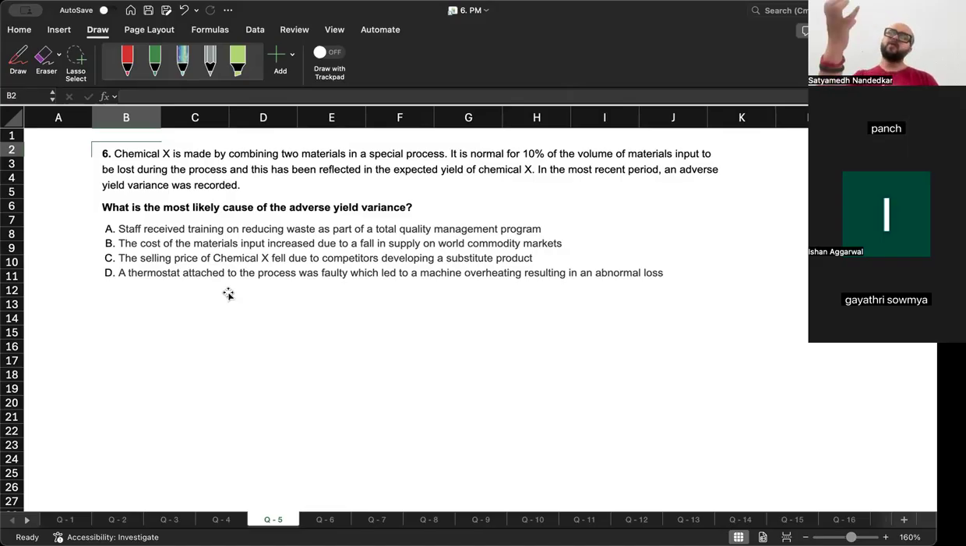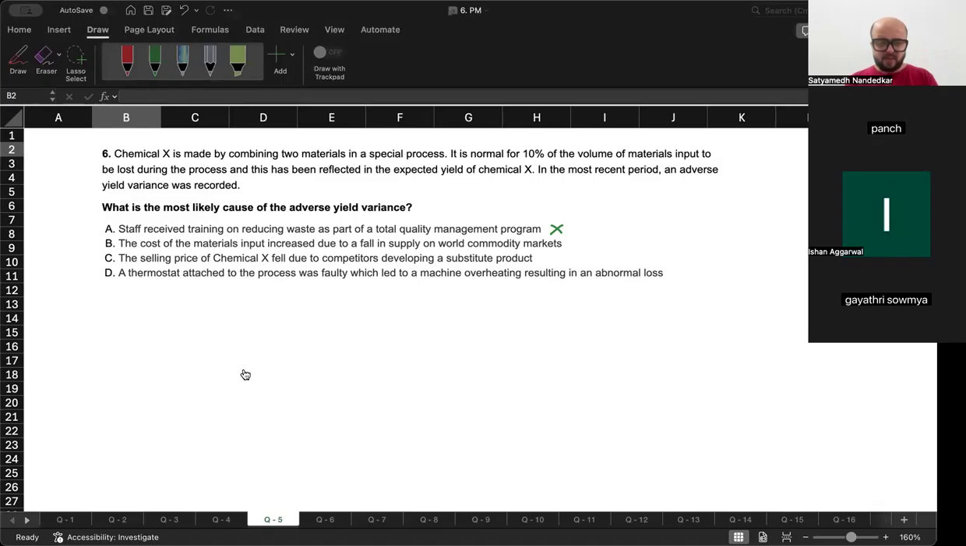Adverse yield variance means the output. There always is an input to output ratio, right? You put 100 kgs of something and you get 90 kg of output. If they are saying that the yield variance is adverse, that means 100 kg has been input, but you have received say 82 kg only, right? Staff receive training on reducing waste as part of total quality management. No, this would improve the yield variance, not make it adverse. The cost of materials input increased due to a fall in supply on world commodity markets. Cost of material increased. Okay. Selling price of chemical X fell due to competitors developing a substitute product. This has nothing to do with it, in my view.